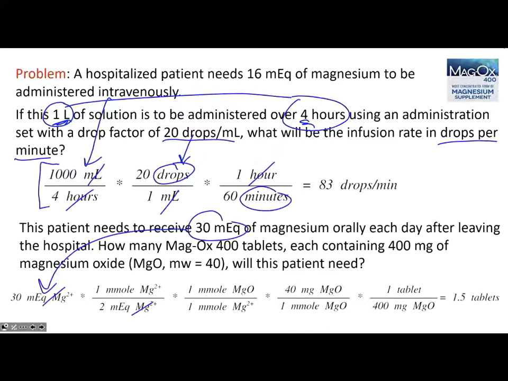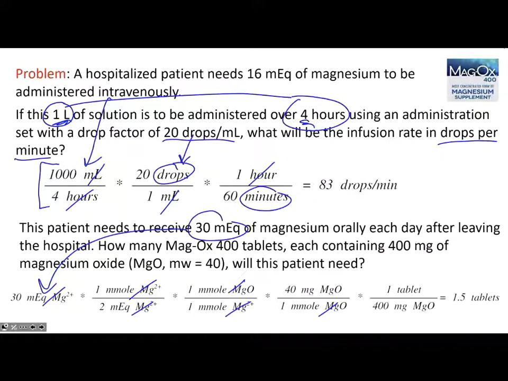That cancels out milliequivalents. Let's convert from the number of molecules of magnesium to the number of molecules of magnesium oxide, because the formula is MgO. So 1 magnesium for every 1 magnesium oxide. So now I'm in magnesium oxide molecules. Let's convert to the weight of those molecules by multiplying by its formula weight, which was 40 given to us. So now I'm in the weight of magnesium oxide.